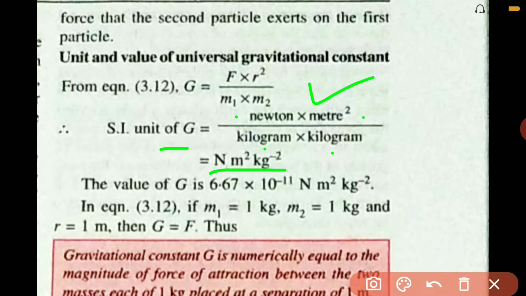I hope you understood this. Now the value of G is 6.67 into 10 to the power minus 11 Newton meter square per kilogram square. That means this value is for two objects of mass 1 kilogram each. Kilogram square means 1 kilogram and 1 kilogram, and there is 1 Newton of force between them, and the distance is only 1 meter. So let me try to explain this.